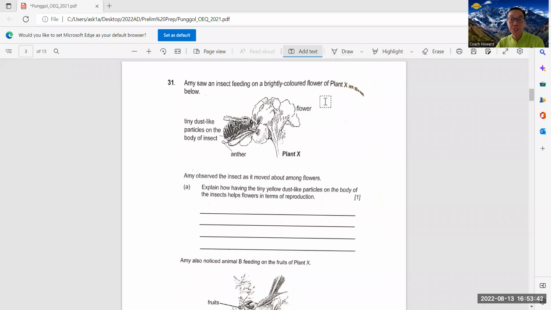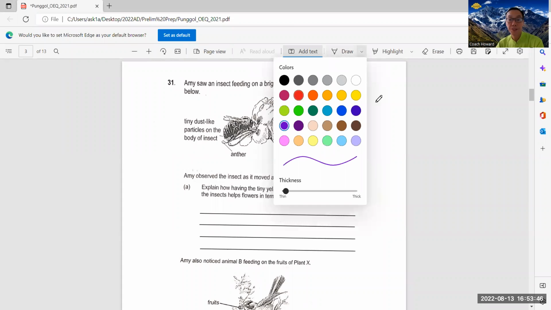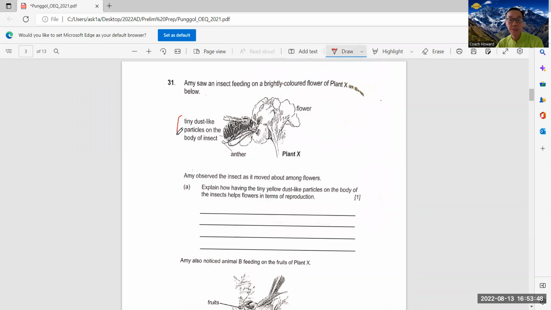Okay, in this next question, do take note, this type of question is commonly tested. So you can see these tiny dust-like particles, right, on the body of the insect. So you must know that these are actually the pollens.